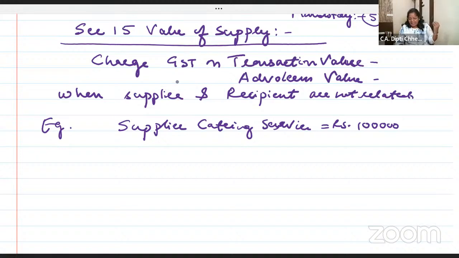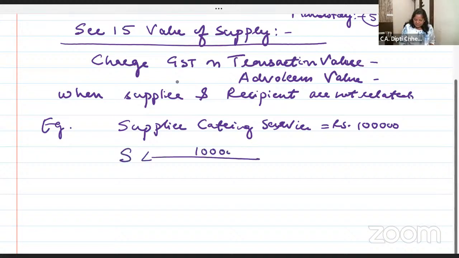The supplier is supplying the catering service of 1 lakh rupees. So the supplier should receive the 1 lakh rupees from the recipient, who is the customer. But the supplier said the ice cream wala will bring the ice cream to your home, just pay him 20,000. Listen carefully. I'm giving you catering service of 1 lakh rupees. You should pay me 1 lakh and I'll pay GST on 1 lakh. That's the transaction value. But actually, I have told you that in 1 lakh rupees catering, I'll provide you ice cream also.